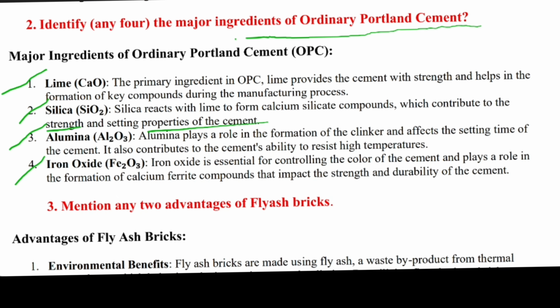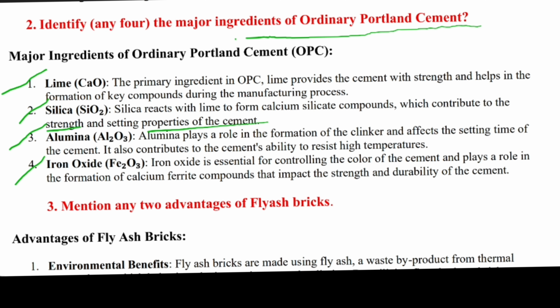Next is aluminium oxide. What is the role of aluminium oxide? Whatever cement is formed is in the form of clinkers. Alumina affects the setting time, and it gives resistance to the cement and resistance to high temperature.